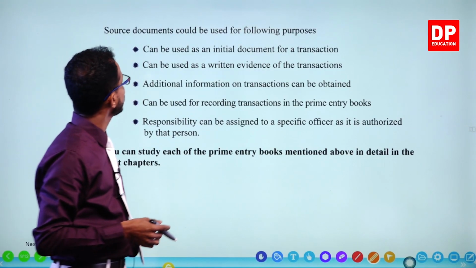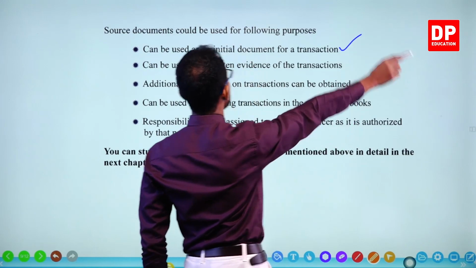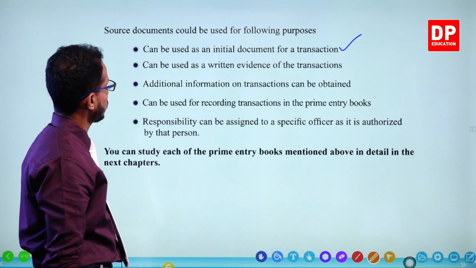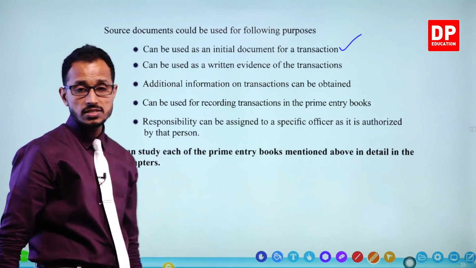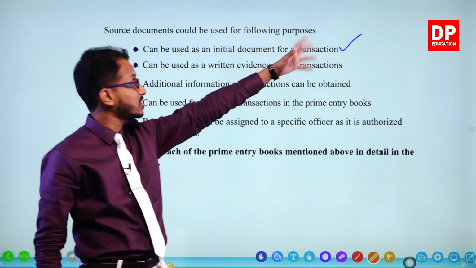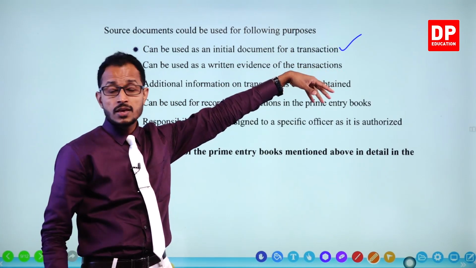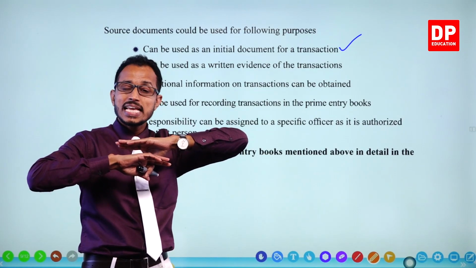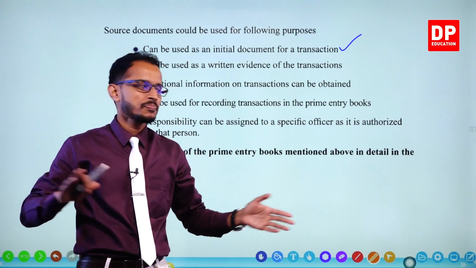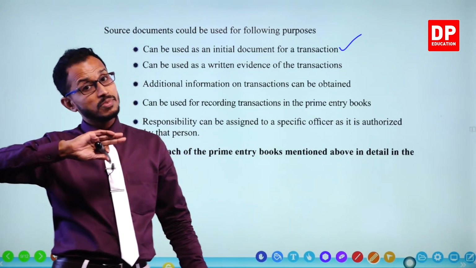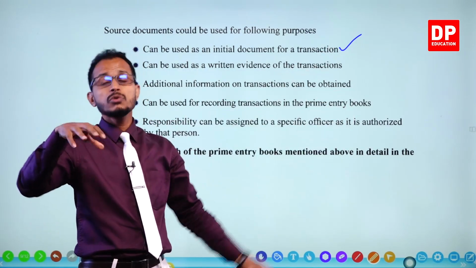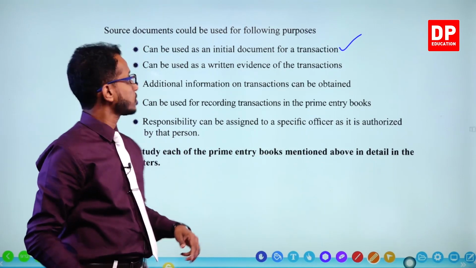Why are source documents used? They can be used as an initial document for a transaction, in order to record the transaction initially, for the very first time. Every transaction is recorded in source documents for the very first time. Before the transaction is entered in any other place, you record it in a source document, or you issue a source document for the transaction.